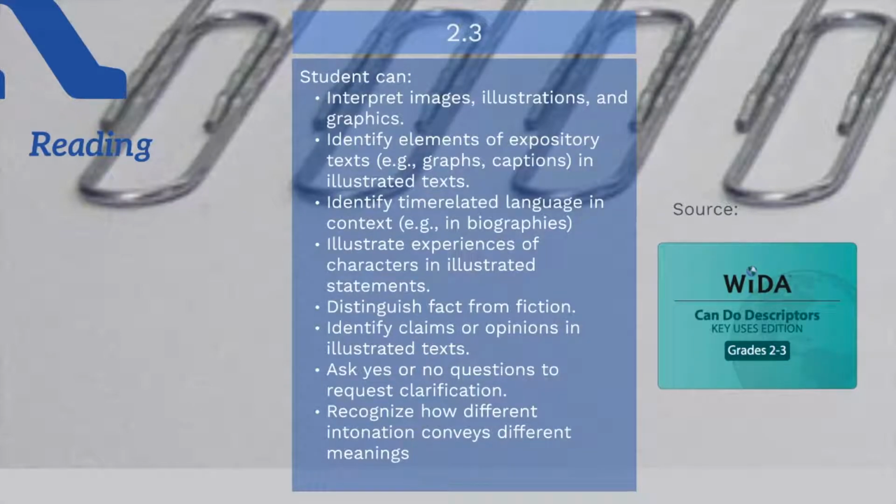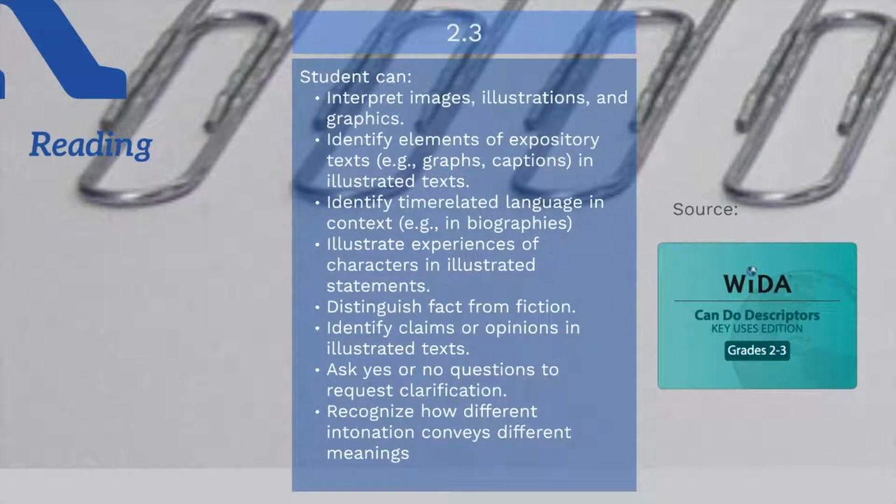On the WIDA Access test, he received a 2.3 in his reading score. He can process explanations by interpreting images, illustrations, and graphics, and identify elements of expository text. He can process recounts by identifying time-related language and context, and by illustrating experiences of characters in illustrated statements.